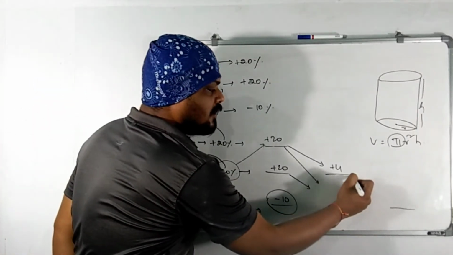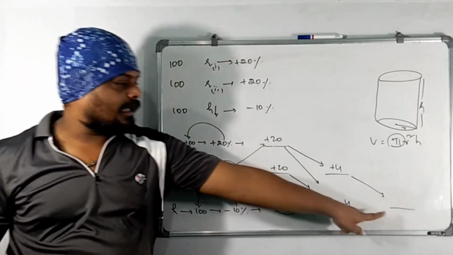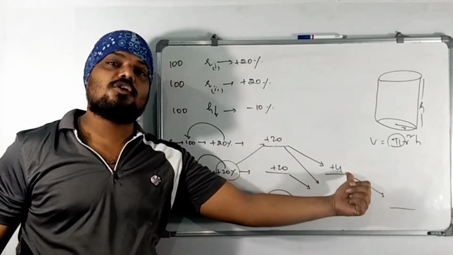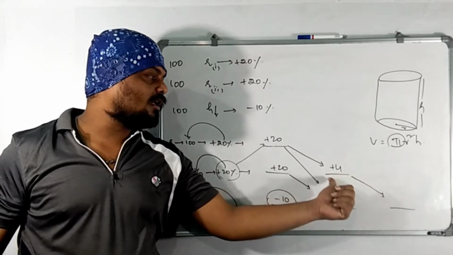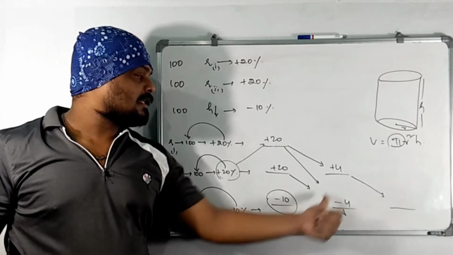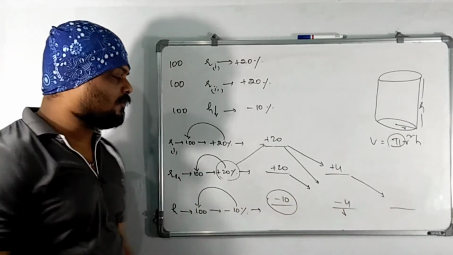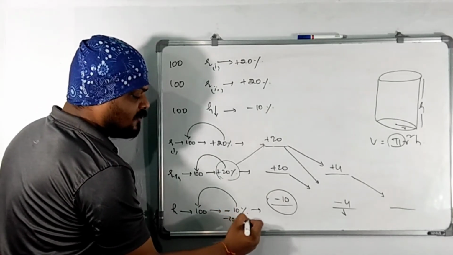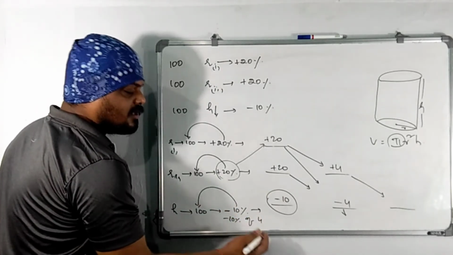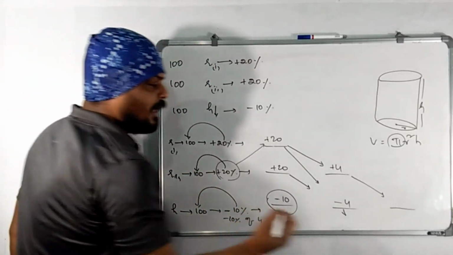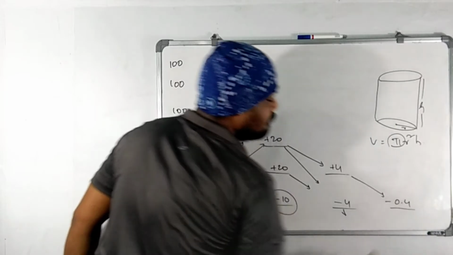And in the last condition, the increase or decrease will be upon what? It will be upon the increased value of the previous condition. So here it is increased by 4 units. Now it will be decreased by minus 0.4 units, because already it is decreasing. Minus 10% of 4 units is how much? 0.4 units, in minus.